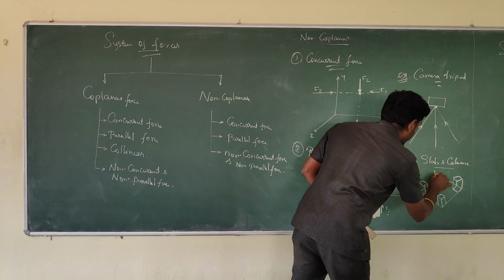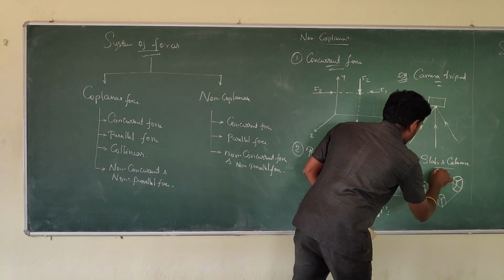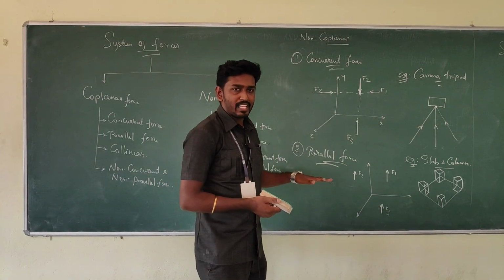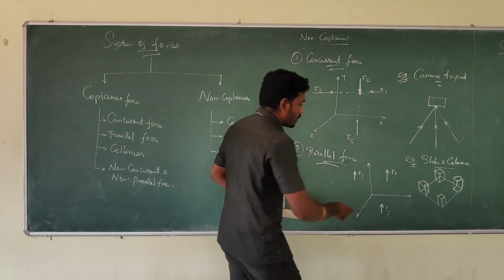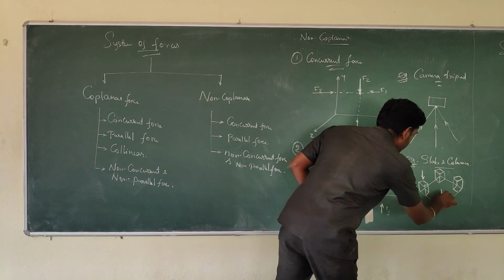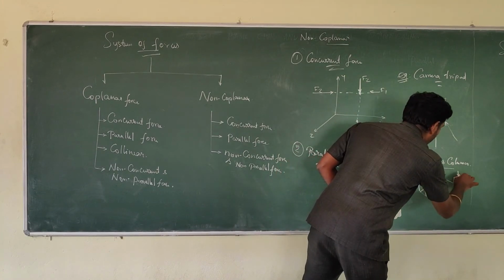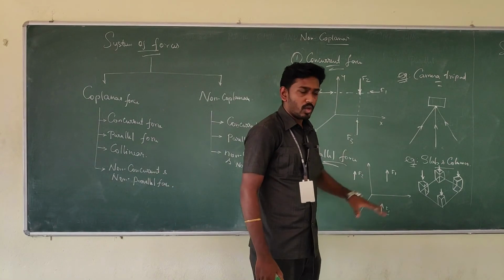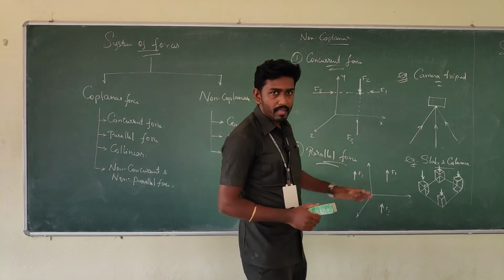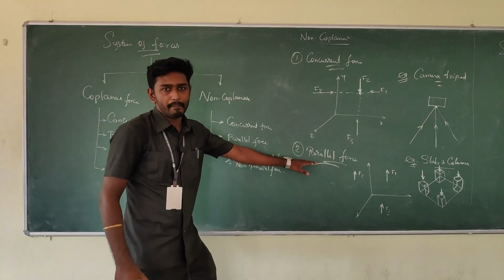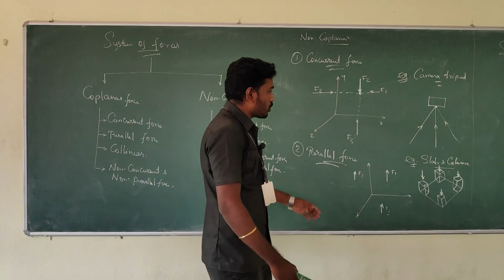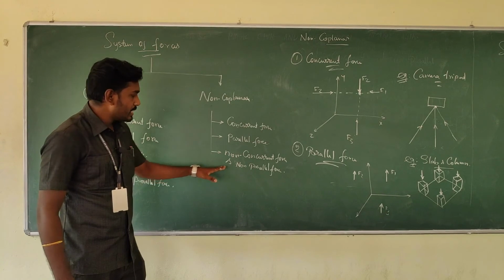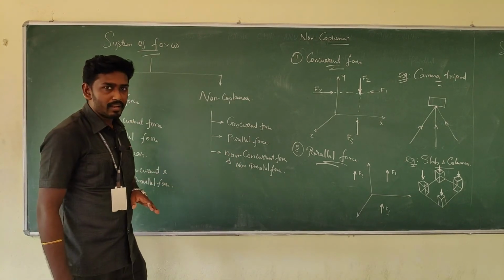This is how the things will be. So do it like this. Here, when the column is placed over the slab, the force acting from the column to the slab will be something like this. So the force acting on the slab and column is the best example for parallel force. And the next one is the last one, non-concurrent and non-parallel force in the non-coplanar force system.